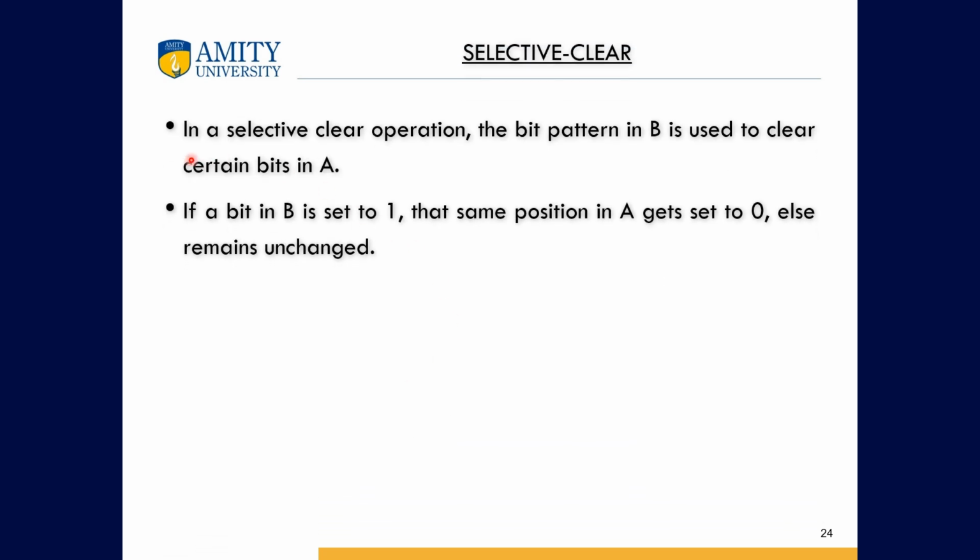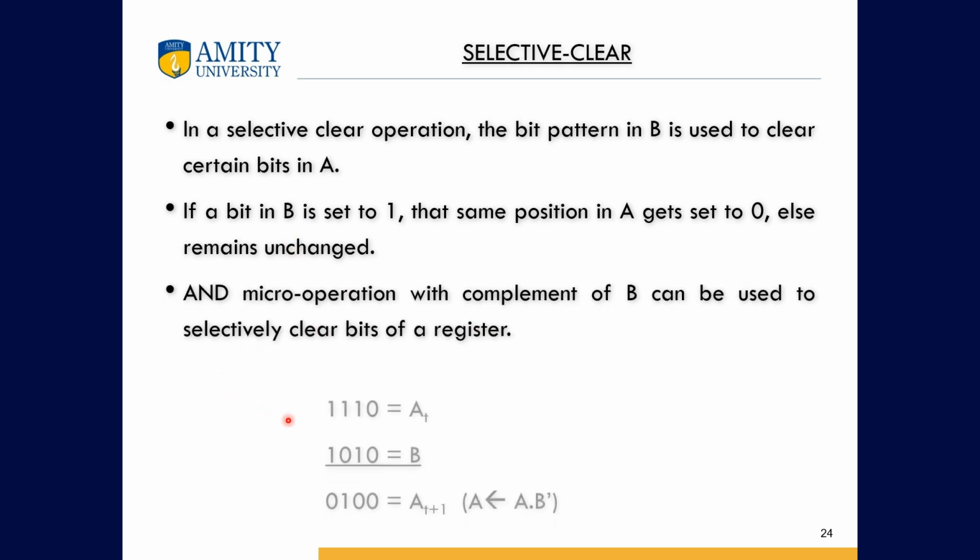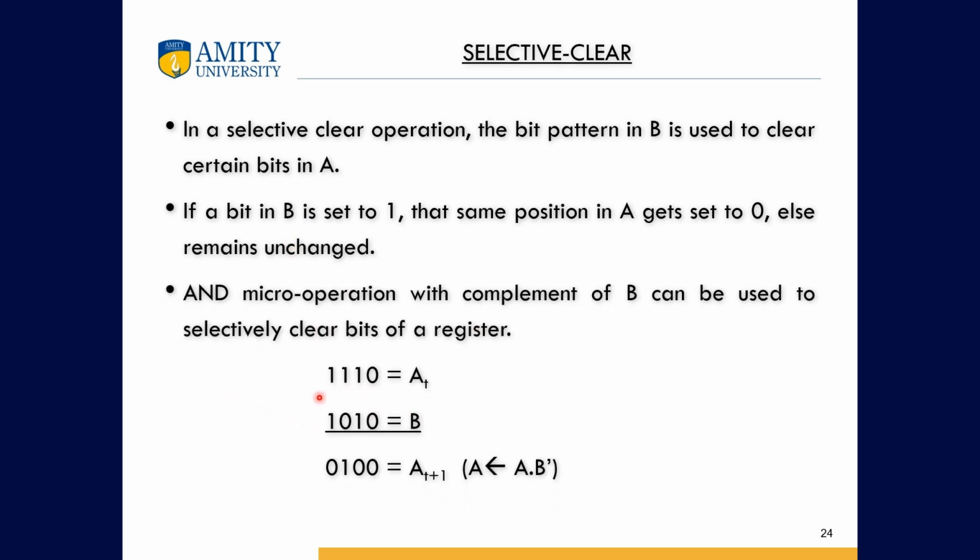Selective clear is a clear operation basically, and the bit pattern in B is used to clear certain bits in A. So if we have a register A with some data and we need to clear certain bits, we need to make them 0, then we can use a pattern B, and whichever bit is 1 in B will clear the same bit to 0 in A. So if we have the first and third bit as 1, then the first bit in A and the third bit in A will be set to 0. This is clearing. We are not setting them, but we are clearing the data from there. It's basically deletion or erasing of data in those certain spots.